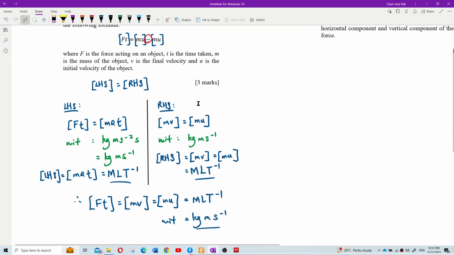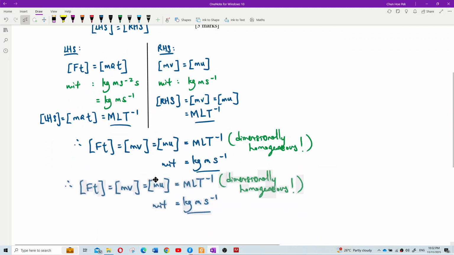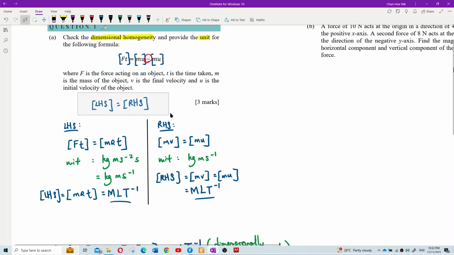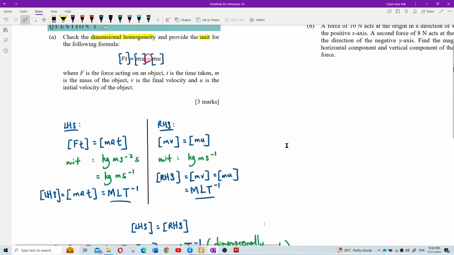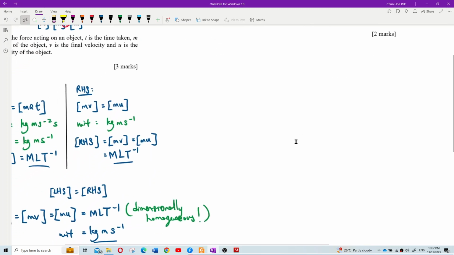Okay, so is it dimensionally homogeneous? Yes, it's dimensionally homogeneous. This equation is dimensionally homogeneous. Okay, or left and right is the same. Okay, left and right is the same. It is better if you write this thing: left hand side equal to right hand side. Okay, now that's the answer. Write the unit.